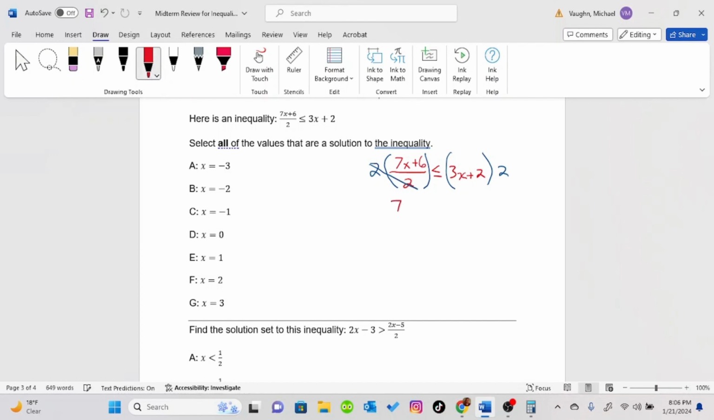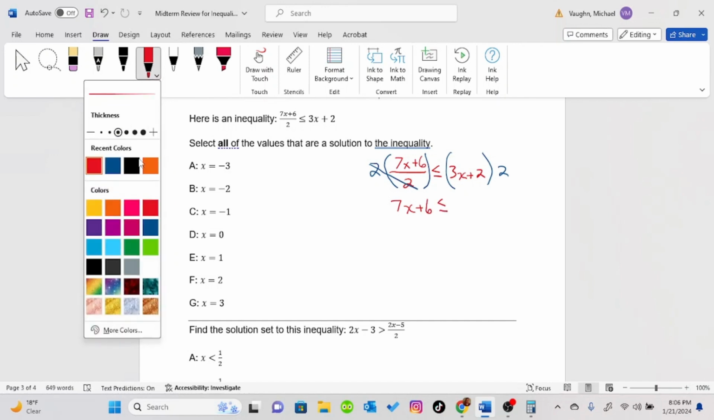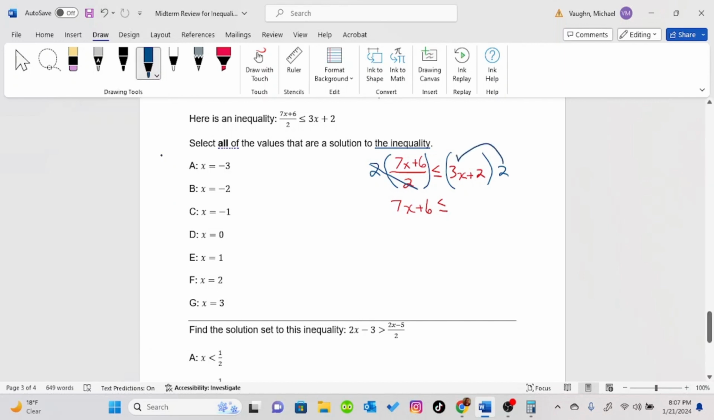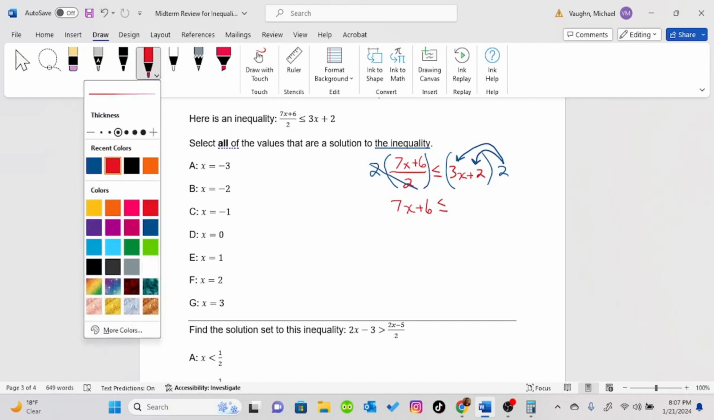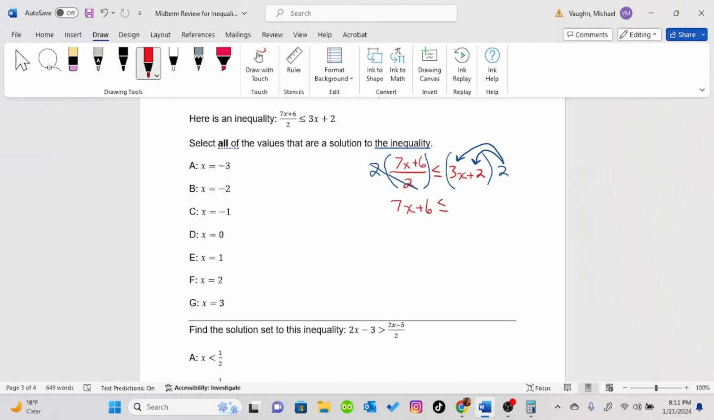And I have 7x plus 6 is less than or equal to. We distribute this 2 and multiply it by everything inside the parentheses. 2 times 3x is 6x. And 2 times 2 is 4.